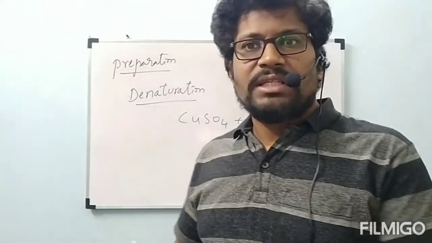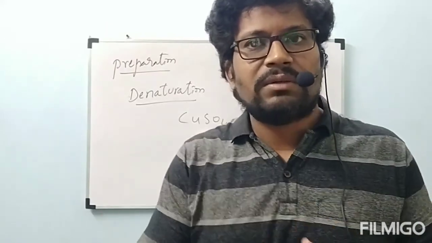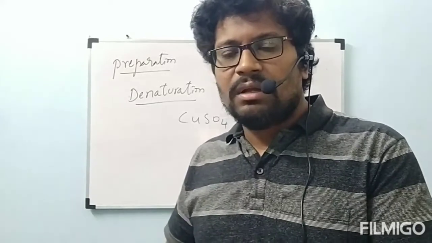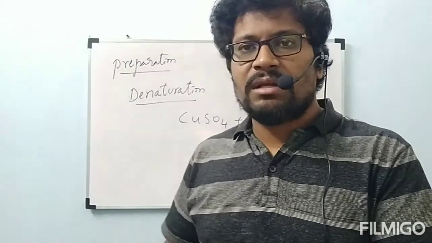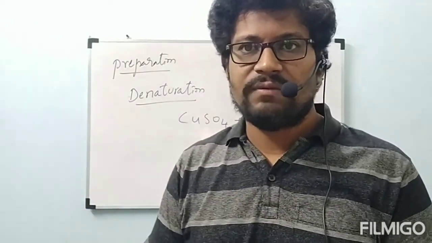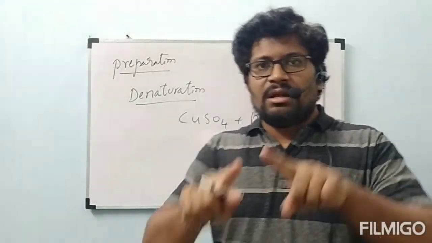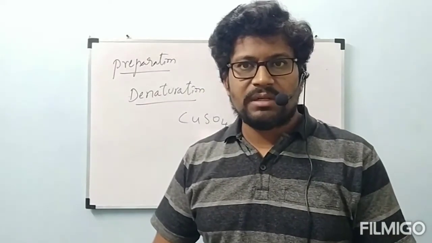Is it okay, ma'am? This is about some commercially important alcohols. Those are methanol and ethanol. Methanol preparation and properties we have seen, as well as ethanol preparation, its advantages, and denaturation of alcohol. By this, the full chapter, alcohols, phenols and ethers, is completed, ma'am.